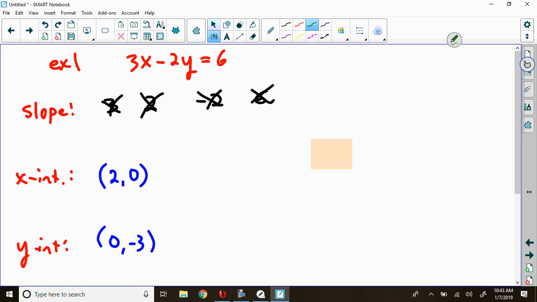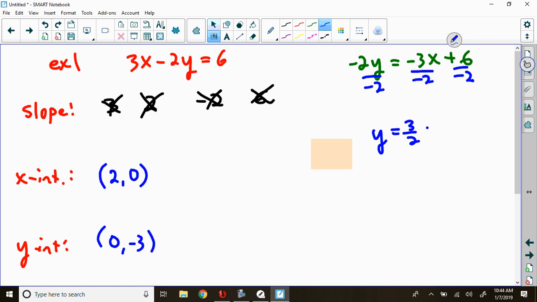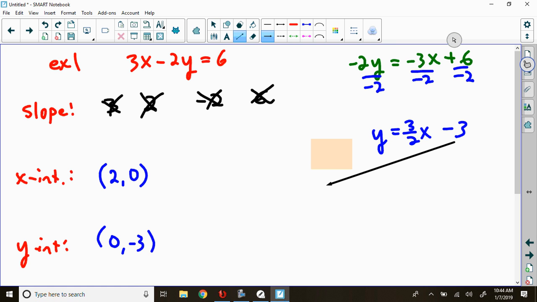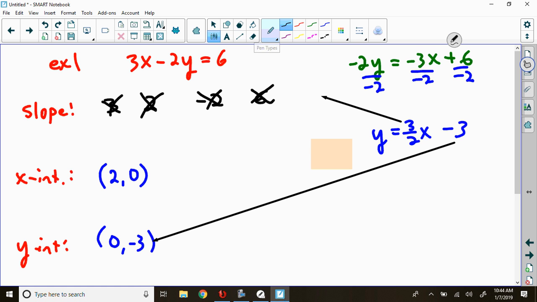So in other words, you'd have -2y is equal to -3x plus 6. You would divide by -2, divide by -2, divide by -2. So you'd end up with y equals positive, negative divided by negative is positive, 3/2 x minus 3. So here we see our y-intercept. We call that. And then our slope would be 3/2. Our slope would be 3/2.